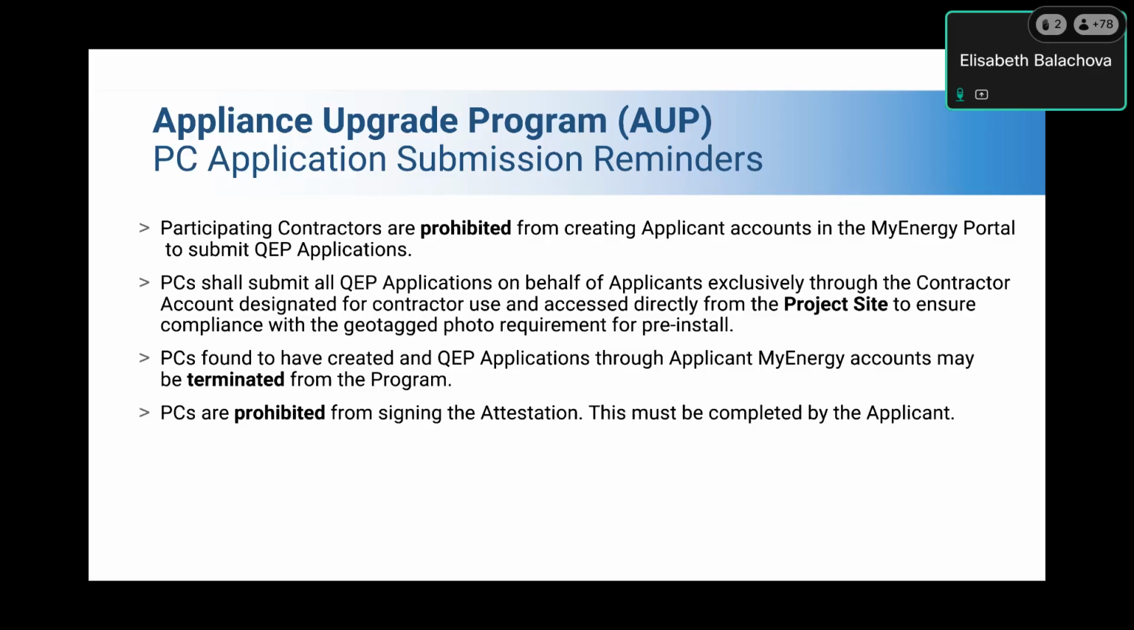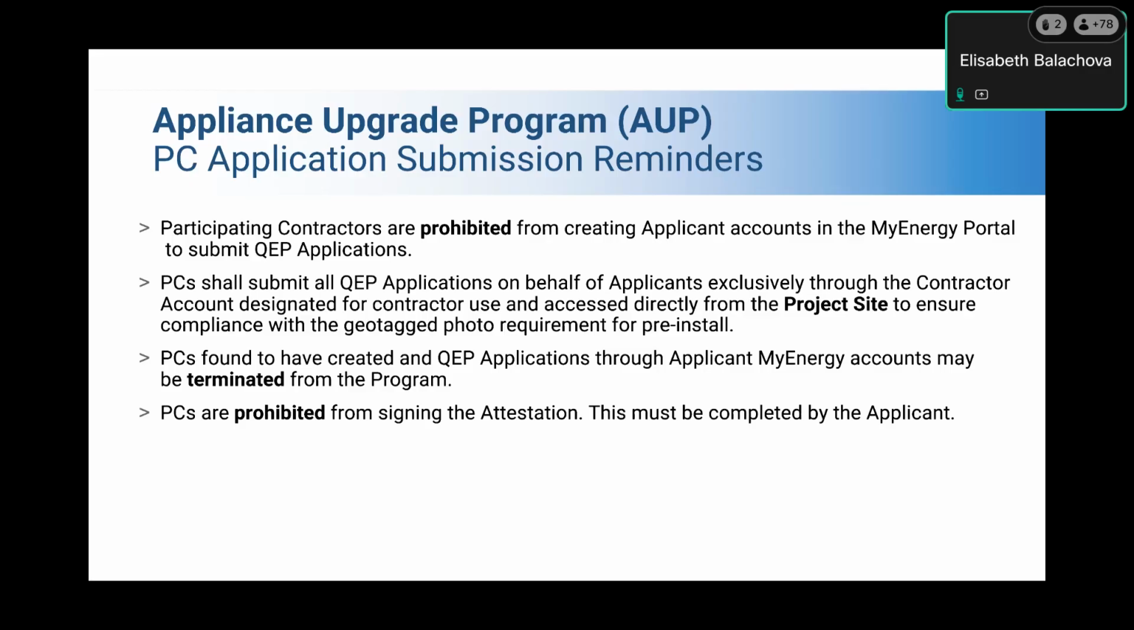If we discover that a specific application that appears as an applicant account has actually been submitted by a participating contractor, there is potential to be terminated from the program. In addition to that, participating contractors are prohibited from signing the attestation. So this must be completed by the applicant as well.